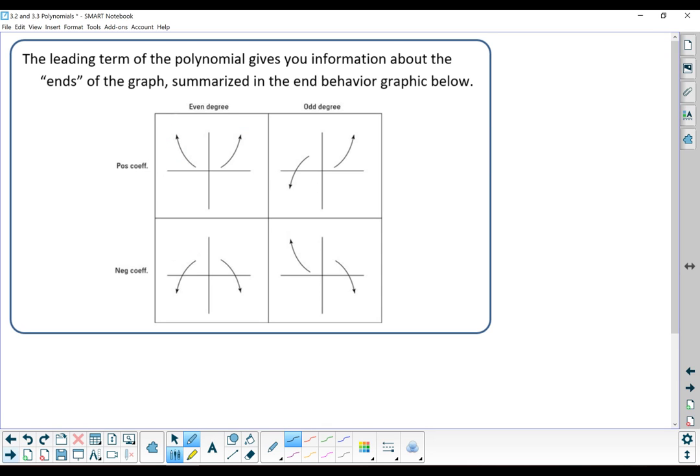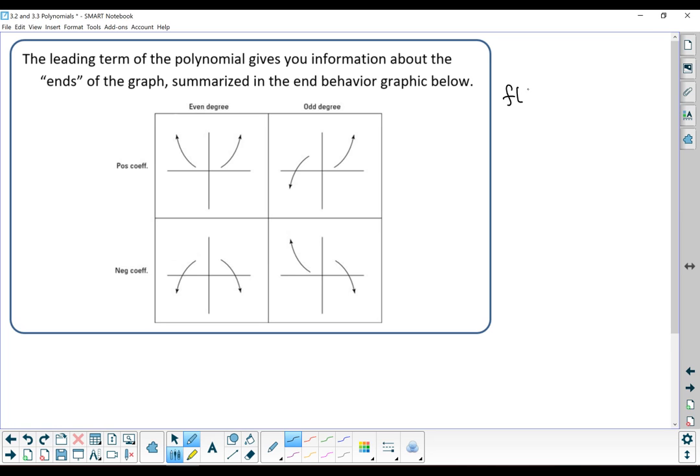Okay. So the next few topics have to do with sort of the shapes of the graph and drawing graphs and analyzing graphs. So when we look at a polynomial function that's in standard form, that leading term gives us a lot of information about what is happening on the far sides of the graph. It doesn't tell us a lot about what's happening in between there. You know, it may just connect, it may wiggle, it may do a lot of things, but the leading coefficient does tell us a lot about the ends of the graph.